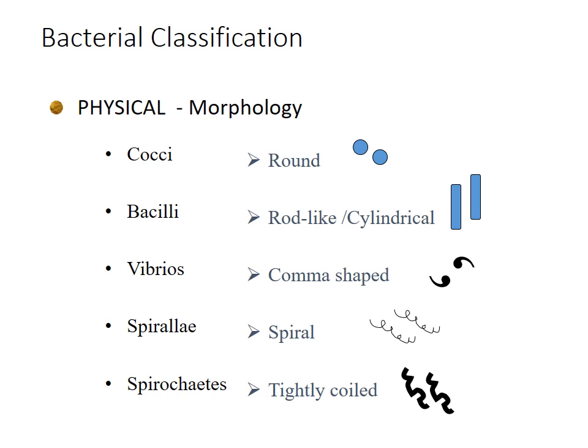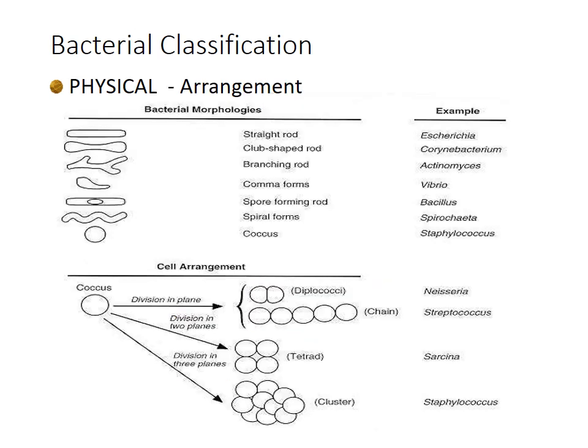Another type of classification depends upon the shape of the bacteria. If they are round in shape, they are called cocci. If they are rod-shaped or cylindrical, they are called bacilli. If the bacteria are comma-shaped, they are called vibrio. If they are spring-shaped, they are called spirilla. And if they are spring-shaped but tightly coiled, they are called spirochetes.